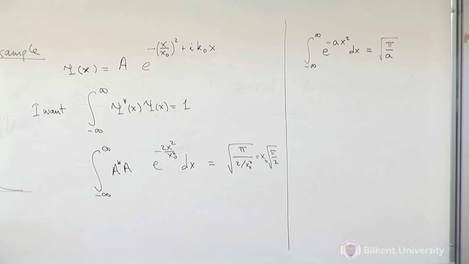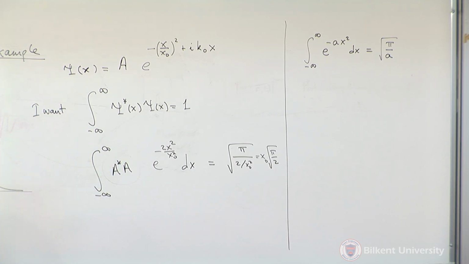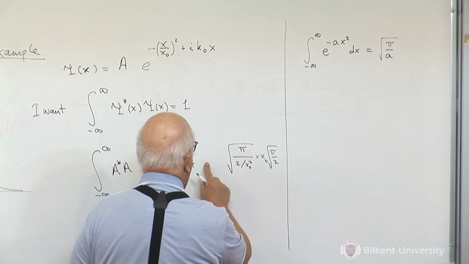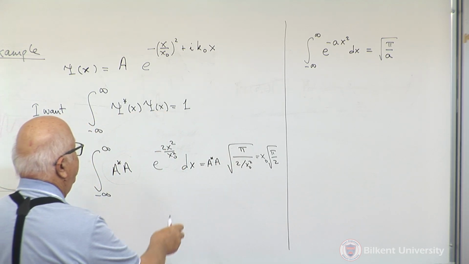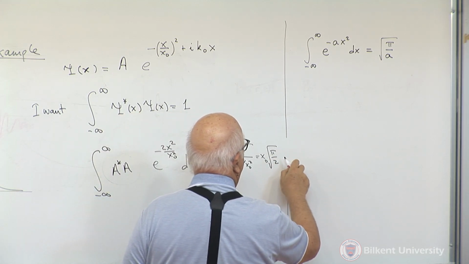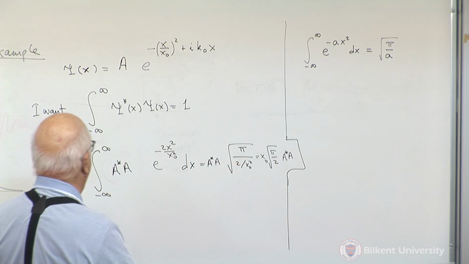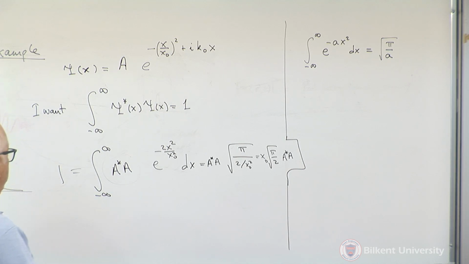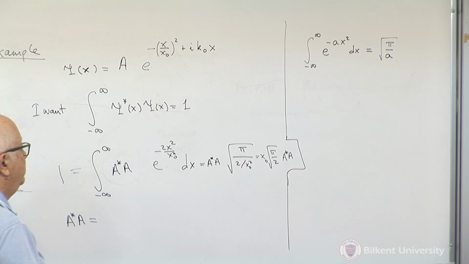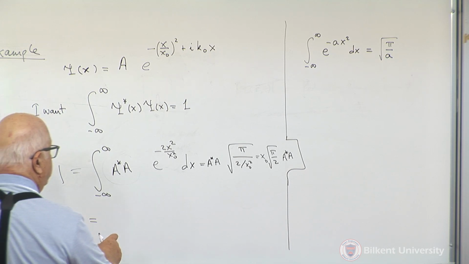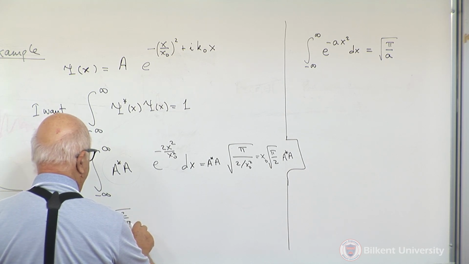But I want this thing to be equal to 1. So that means I can choose this a star a in such a way. I have a star a still here. I can choose this factor so that this is equal to 1. Okay, so I want this thing equal to 1, which means a star a is going to be equal to the reciprocal of that. So it's going to be 1 over x0 square root of 2 over pi.